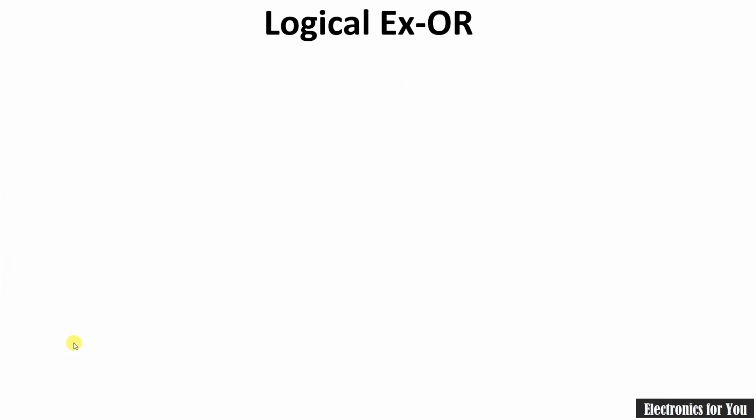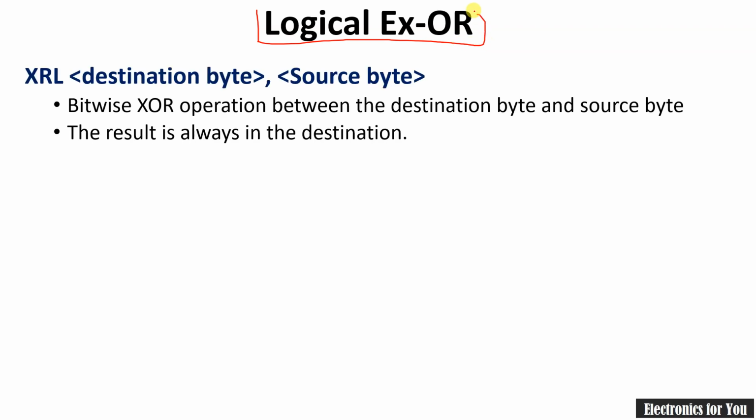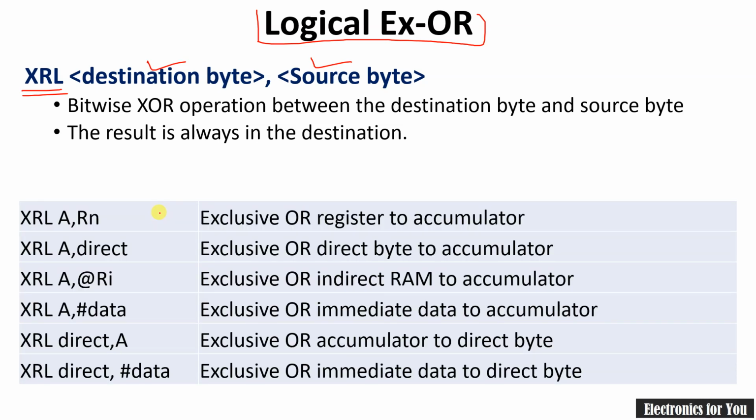Next is the logical XOR operation. Again it is similar to the AND operation. In this case also the content of the destination byte and source byte is XORed. Here the XRL keyword is used for the XOR operation, and a bitwise XOR operation is performed and the result is stored into the destination byte. Similar 6 instructions are there for the logical XOR operation.